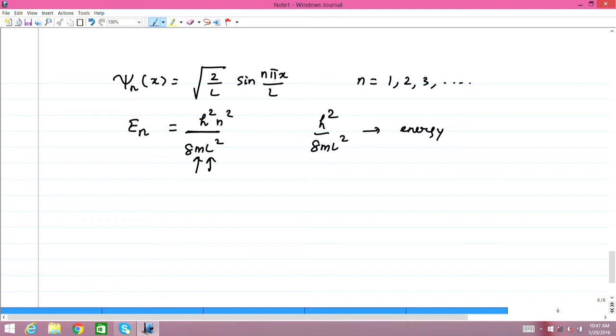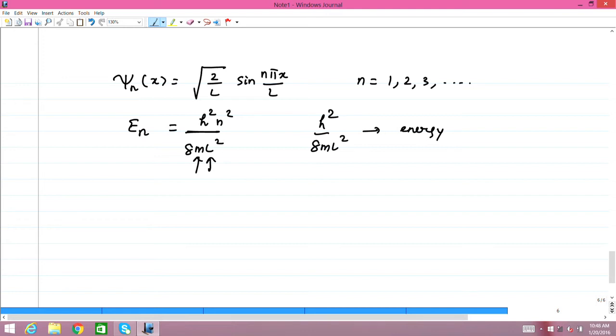And n square is the quantum number which tells you the energies are 1, 4, 9, 16, 25, 36 times this base unit, and the base unit of energy for that model depends on the length of the box that you choose and also the mass of the particle that is being studied, or the mass of the molecule, the mass of the electron, whatever that you do. This is the solution.